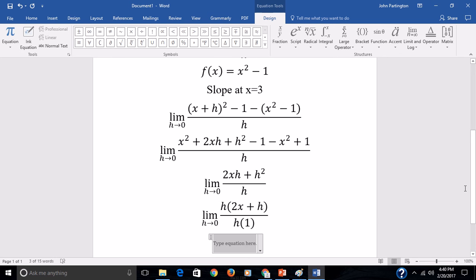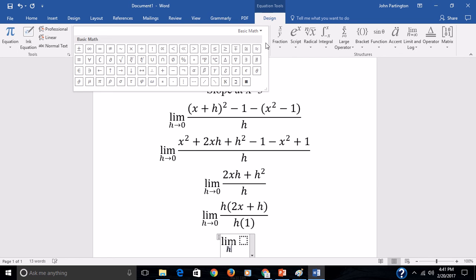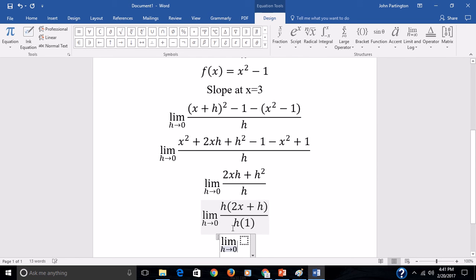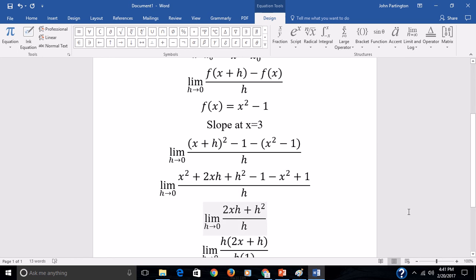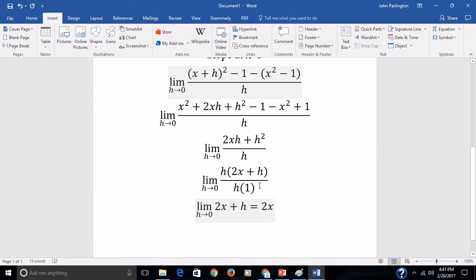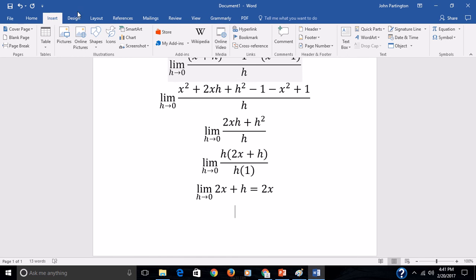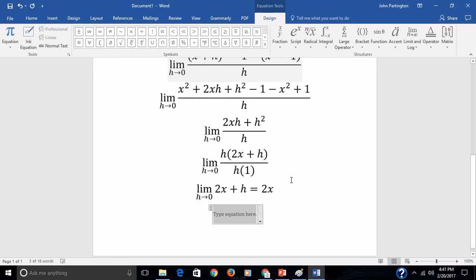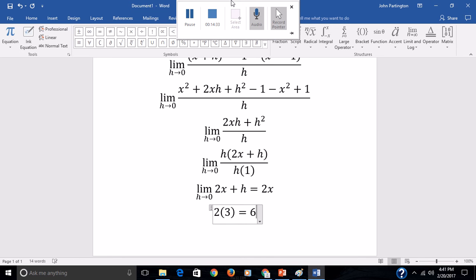So we're going to be left with the limit as h goes to 0 of 2x plus h. Now this is pretty easy to evaluate here, and we're just going to be left with 2x. So this is going to be the formula for getting our slope. A lot of work, but here it is. Now, all we have to do here, since we want this at x equals 3, we're going to insert 3 into the equation, and we're going to say 2 times 3 equals 6, and that's going to be our slope at that point.